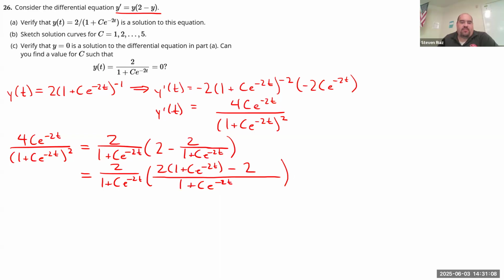If I start simplifying some stuff in here, what do I get? Well, if I expand or distribute here, I get 2 times 1, 2. That's going to cancel the negative 2 on the outside. So what I'm really going to be left with on the inside here is this. I'll just carry the term on the outside, 2 over 1 plus c e to the negative 2t, times, what did I say it was?